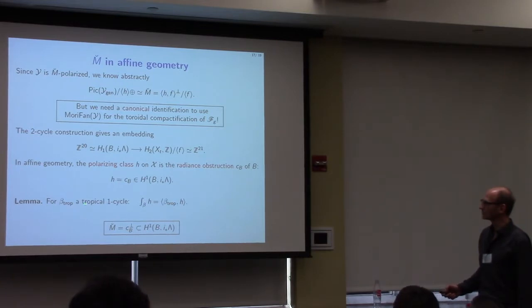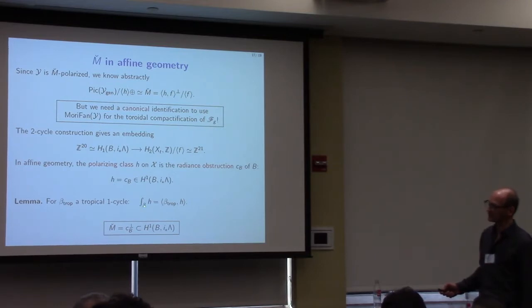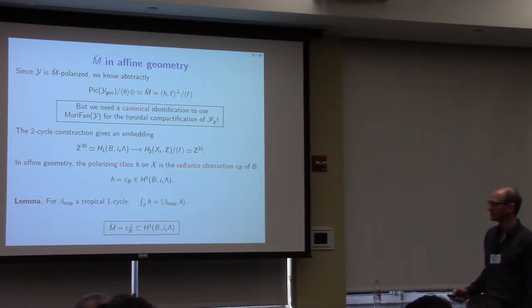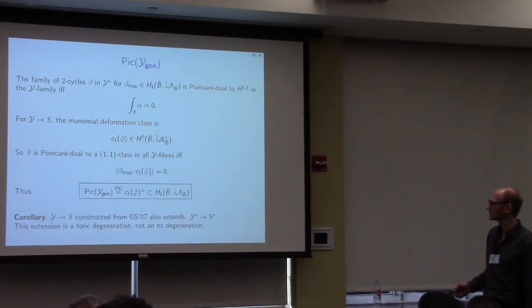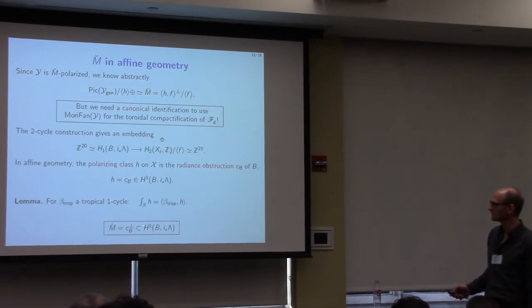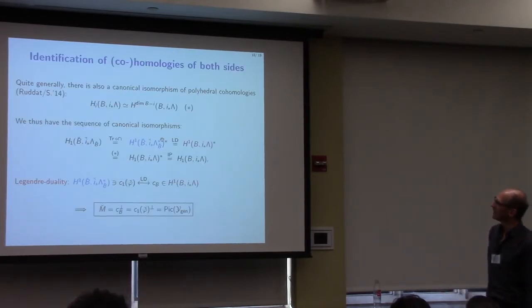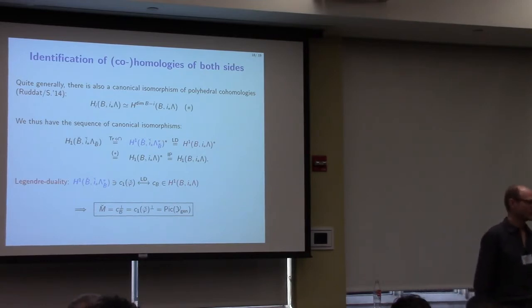And we can show that for a tropical one cycle, the integral, now this is not the period integral, this is a pairing with the polarization class. It's just the pairing given by integrating a co-cycle with a cycle. So this is a beta evaluated at H. And hence, the M check is now identified with the perp of the radiance obstruction. You know, it's a bit annoying here. We have all these groups, right? So we have one group here on the V-check side, and we have another group here. And now we need to identify everything.